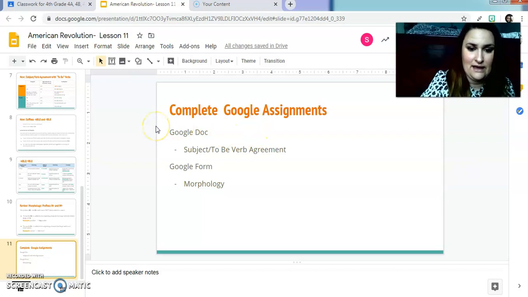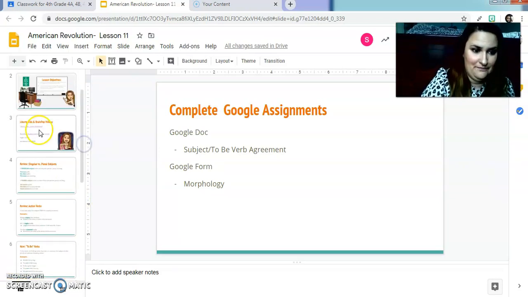So you have a Google assignments to do. You have a Google Doc about subject-verb agreement, and you have a Google form about morphology. Make sure you watch those videos and catch up on any lessons that you may be behind on.